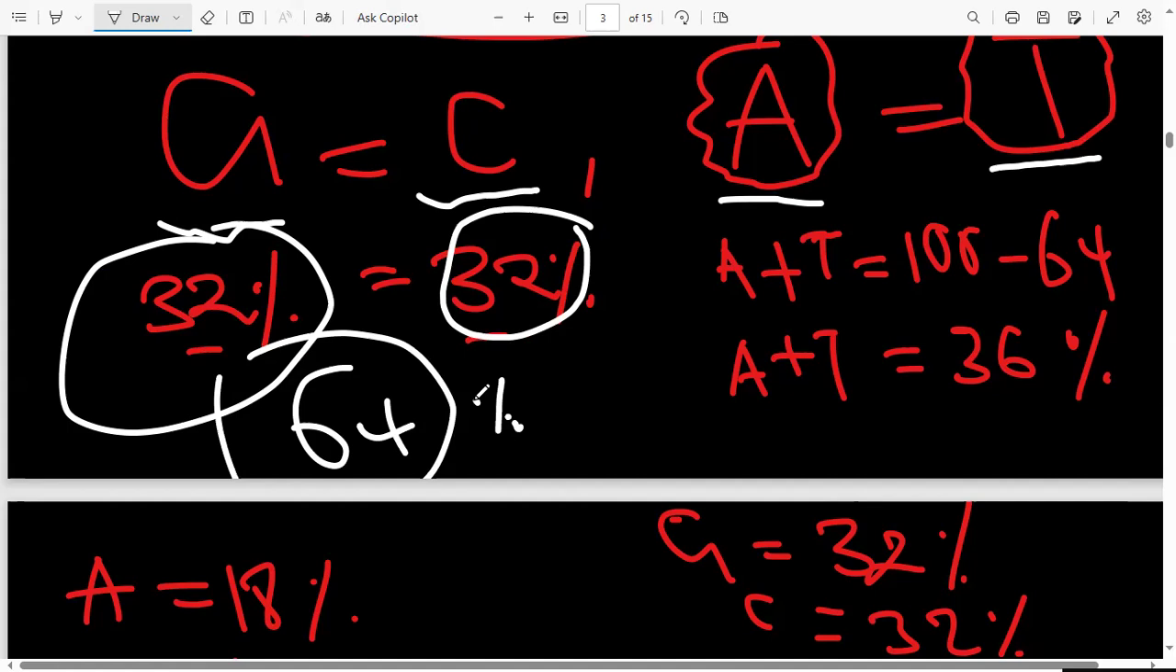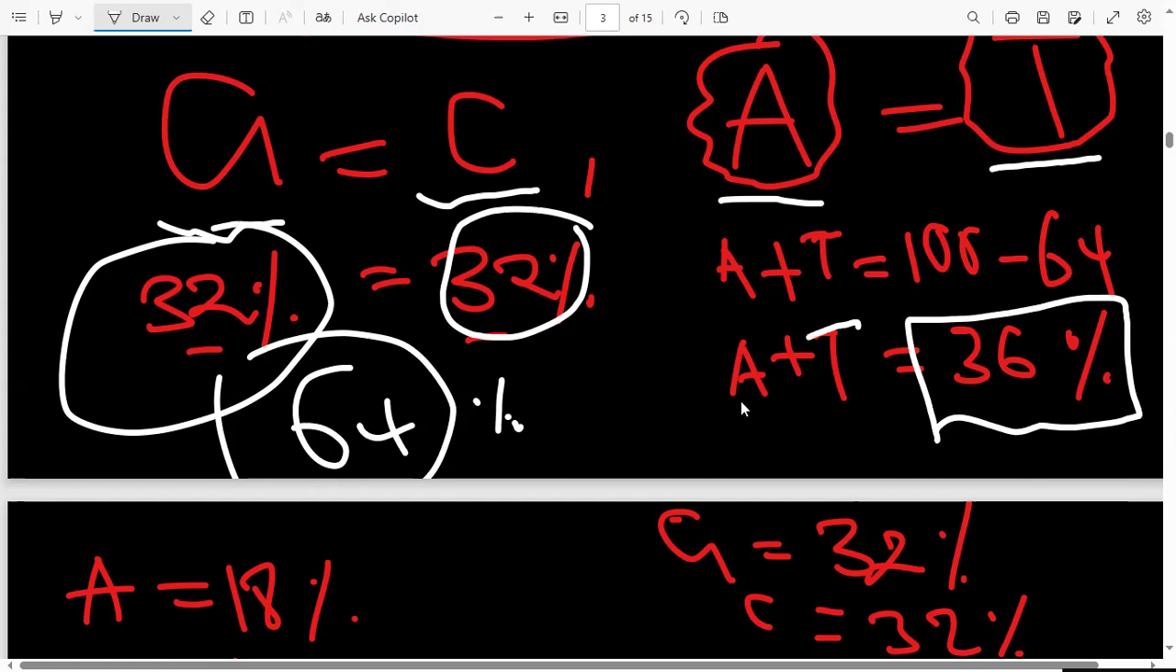And then we know that the total percent is always 100, right? So we say 100 minus this 64, and we are going to get 36. So this 36 here is the percent when you add the adenine plus the thymine. That is what I indicated, A plus T.